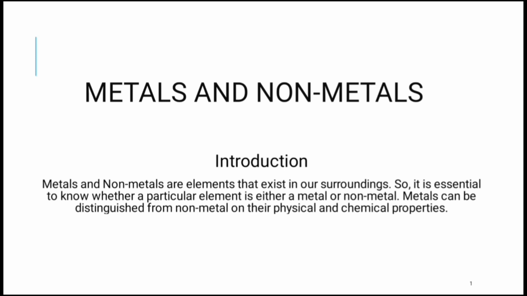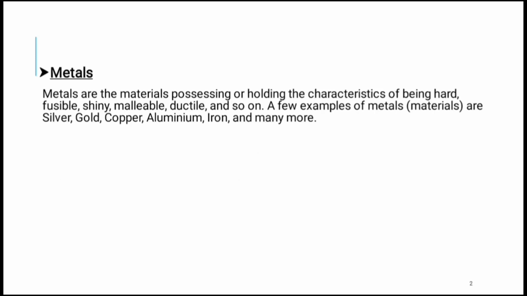First of all, let us know what are metals and non-metals. Metals are the materials which have the characteristics of being hard, fusible, shiny, malleable, ductile and so on. Examples of these are gold, copper, aluminium and so on.